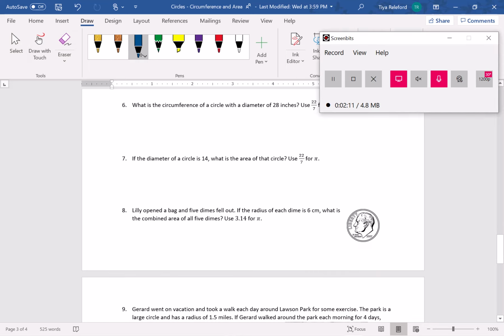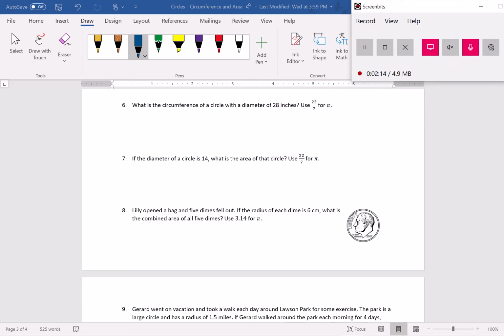Number 6. What is the circumference of a circle with a diameter of 28? This gives you the diameter. So D is 28. Now, it says to use 22 over 7. If you hate fractions, you don't have to use that. You can use the decimal. However, your answer won't be perfect. So if it's multiple choice, you can use the decimal. If it's a griddable, you're going to have to suck it up and use the fraction.